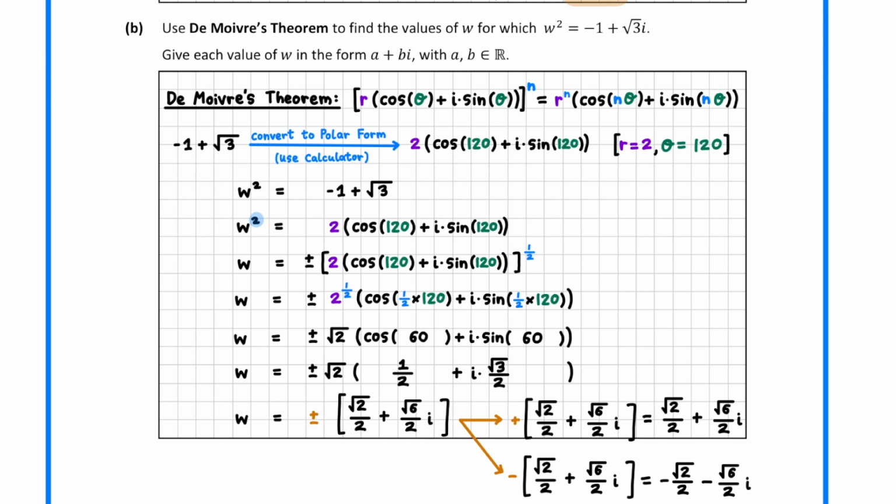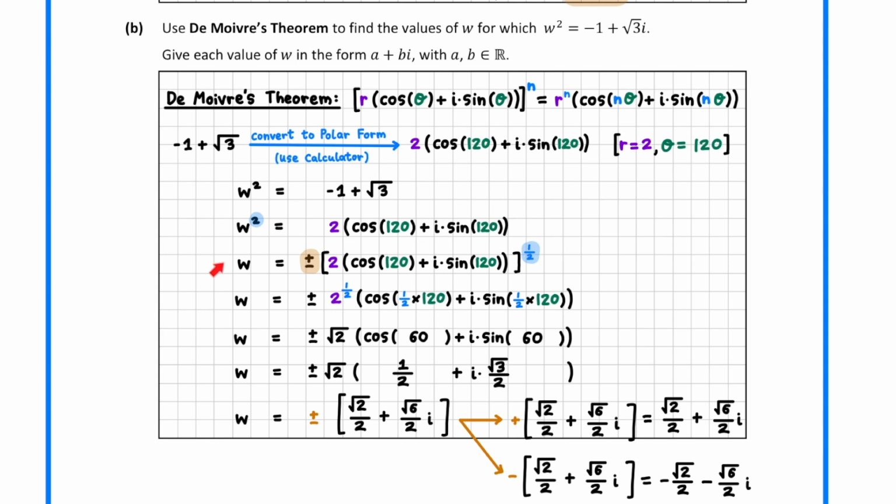Our equation involves w squared. To find w, we should square root both sides of the equation. We have to be careful to remember to write in a plus-minus sign here. This is necessary because positive and negative versions of the same number both square to give you the same result.